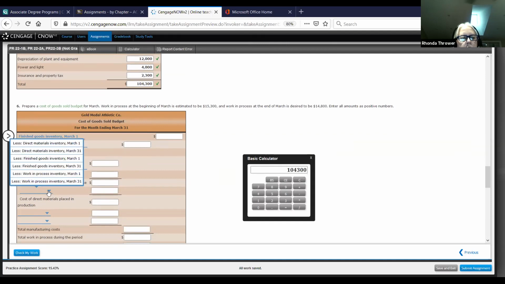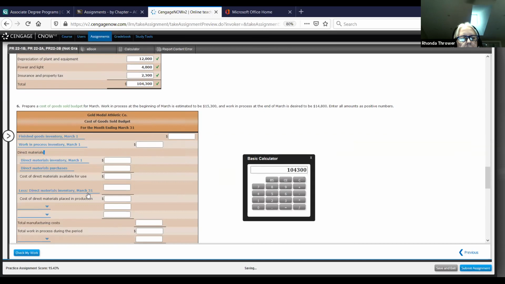Then we're going to subtract out our direct materials ending inventory. So you've got to make sure you pick up the ending inventory here, to get the direct materials costs that are placed into production. This is your cost of goods manufactured that we talked about from chapter 18, the first chapter that we covered in this class, and kind of going back and picking up some of the same things that you should have already learned how to do.